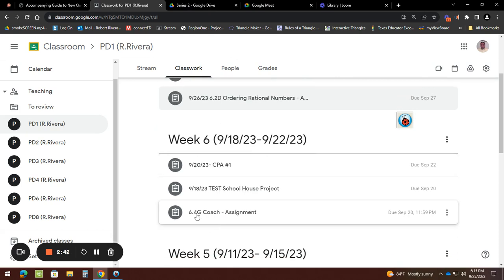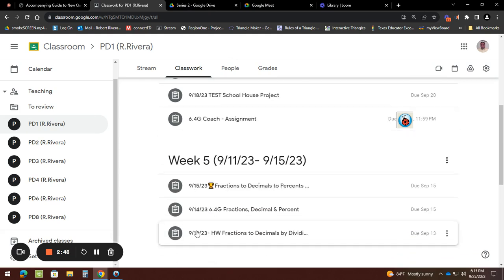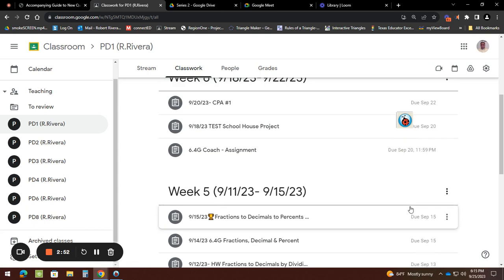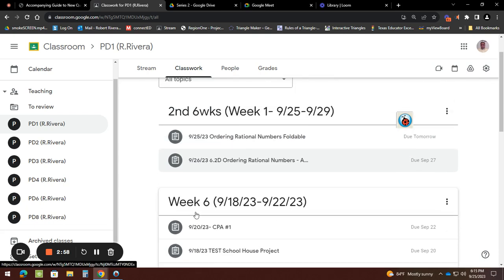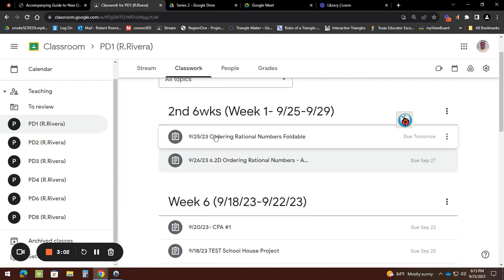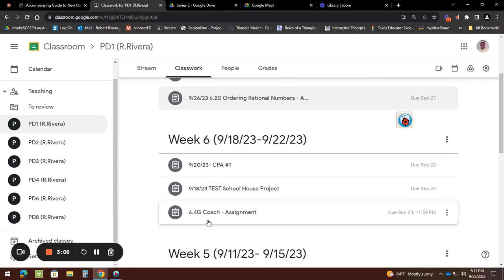Now, if it doesn't have a date like this guy, that means that I have not assigned it. So don't worry about it. Anything that has a date, it's been assigned. There's due dates there. This one has a due date, but it has no date. So I have not assigned it. When I assign stuff, it will have a date, when I assigned it and when it's due. If I don't assign something like this one, that's why it has no date.